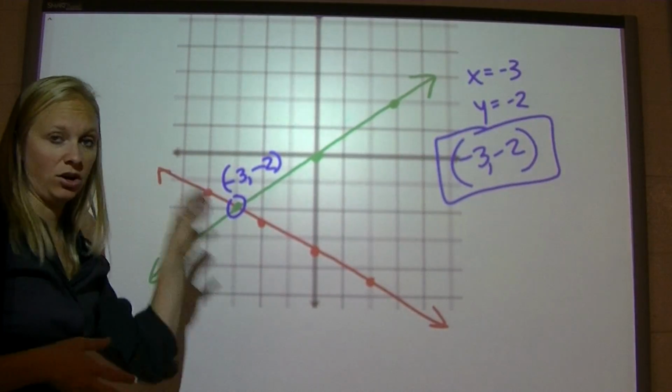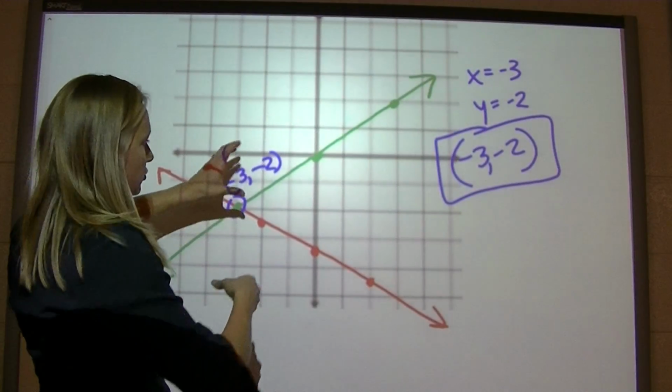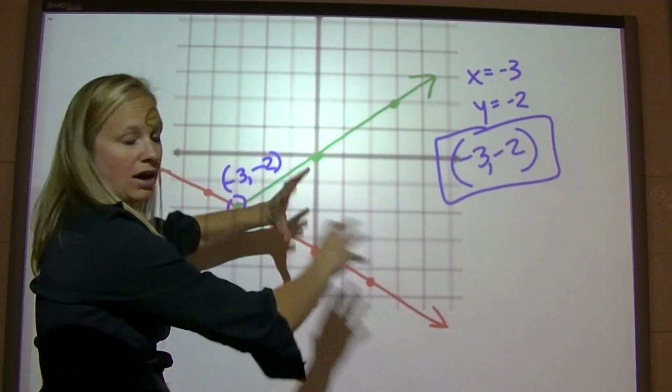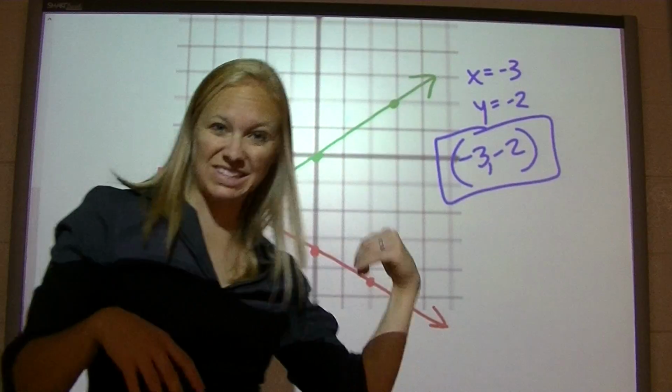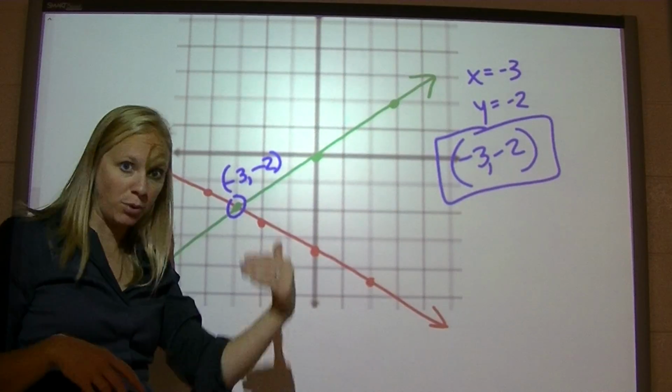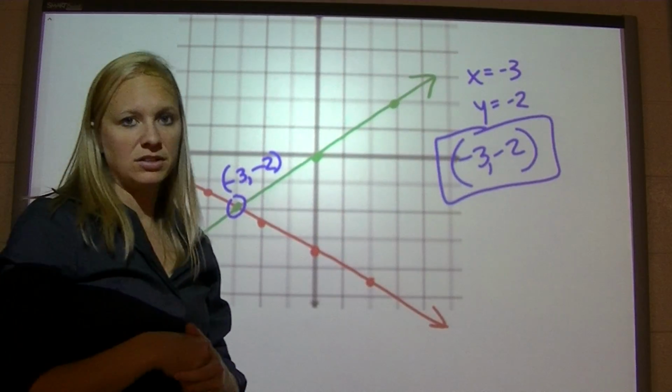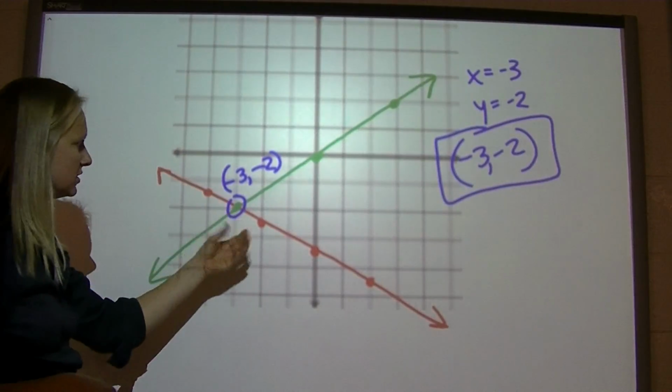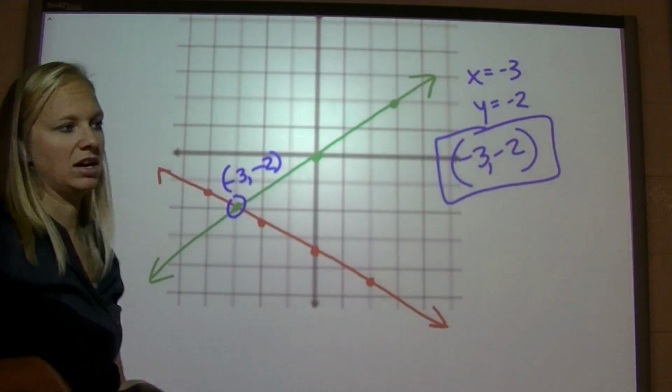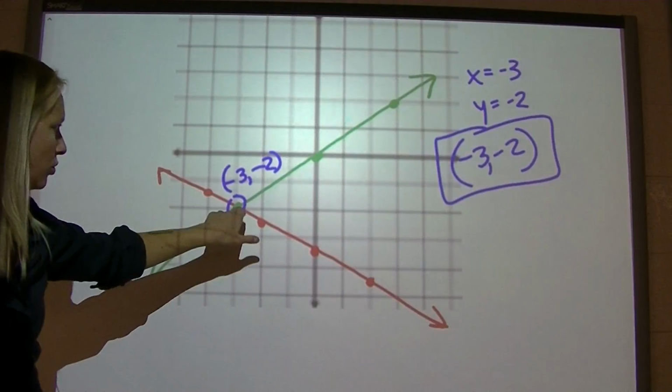It is possible to have all solutions. All solutions is when your 2 lines, when you graph them, are graphed on top of one another. That's all solutions, because every spot on that line is a solution to both equations. So that would be all solutions, and then this is the one solution where your lines will eventually intersect, and at that one point is your solution.